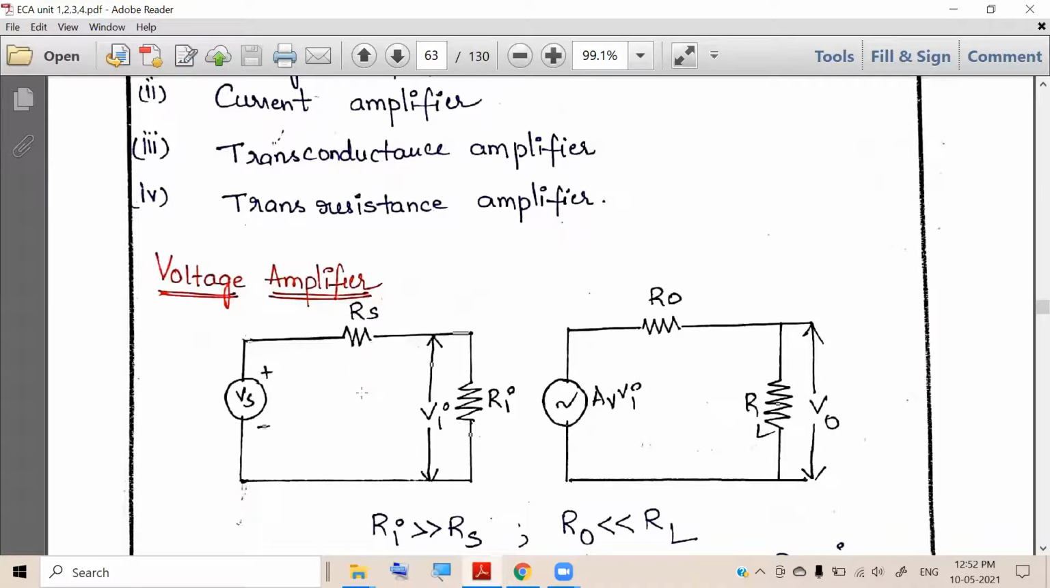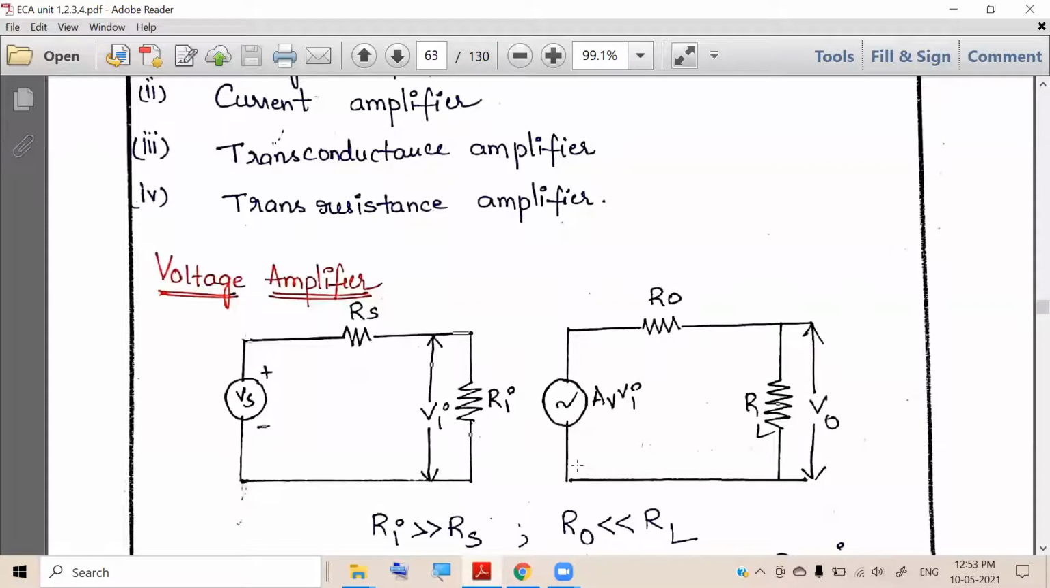See, for example, we can put a value. If Rs is 0, then Vs is equal to Vi. Fine. But in most practical situations, we do not have zero internal resistance. Every source has some resistance. So considering practical situations, the condition is Ri should be much greater than Rs.